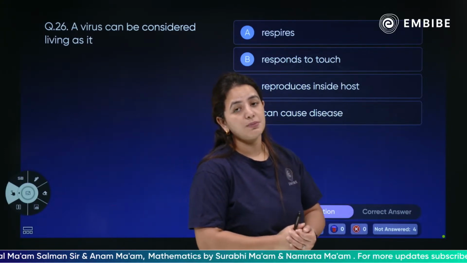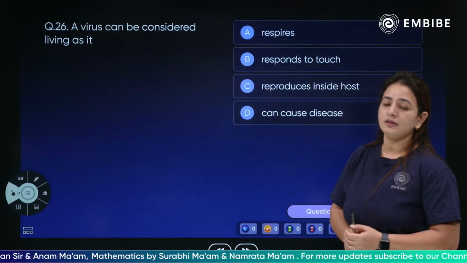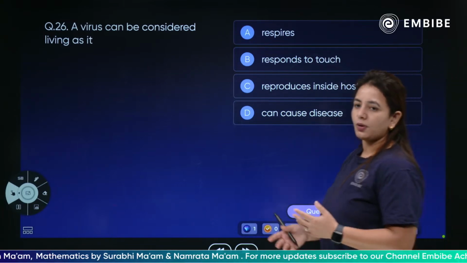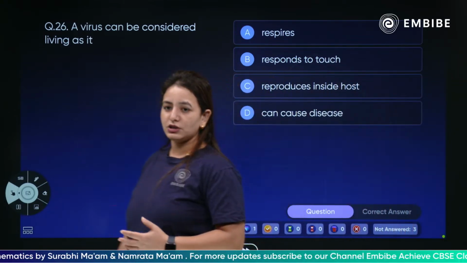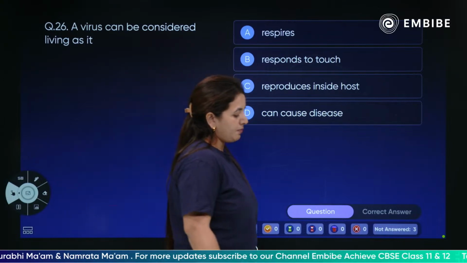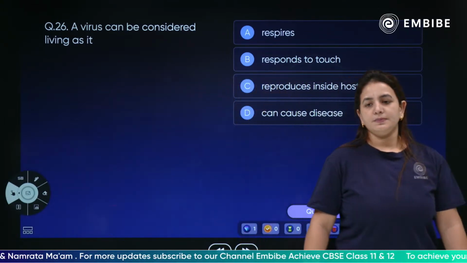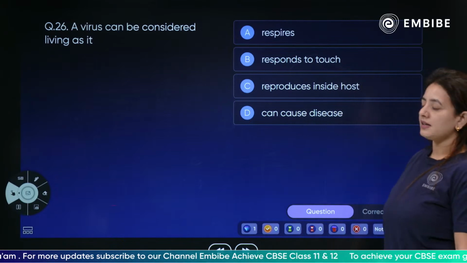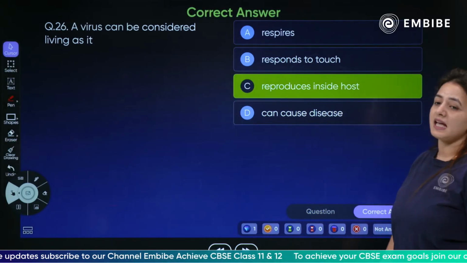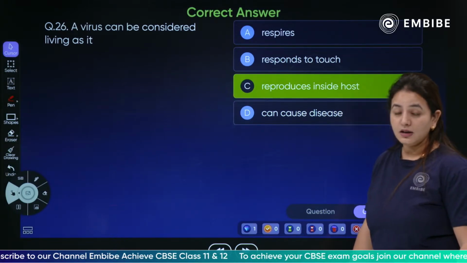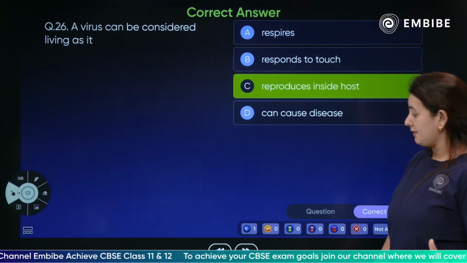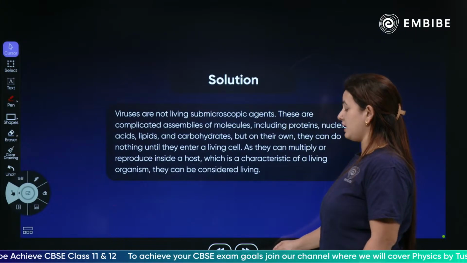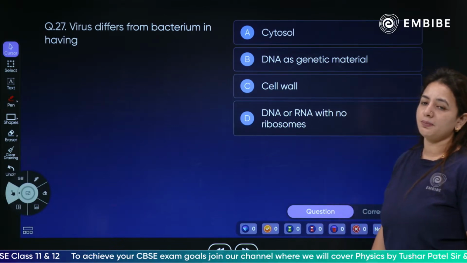And why are they an exception to the cell theory, children? Because they have respiration, they respond to touch, they reproduce inside the host or can cause diseases. Come on, quickly answer. The reason viruses are considered living is because they reproduce inside the host body. Outside the host body they are non-living, but as soon as they get a host body, they start multiplication.